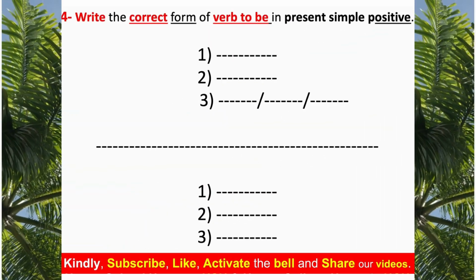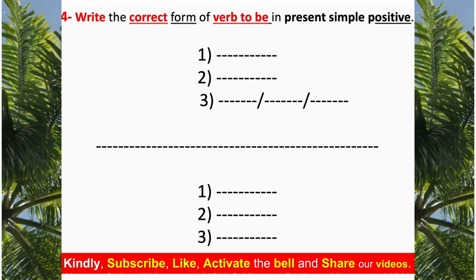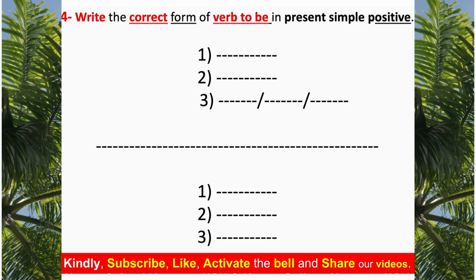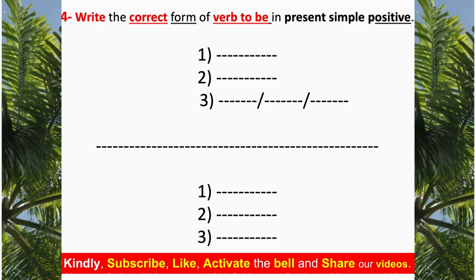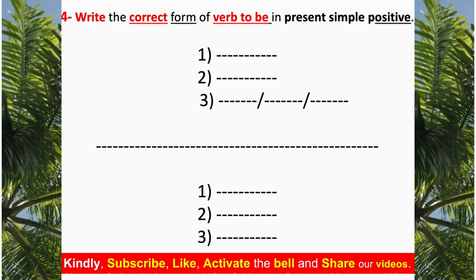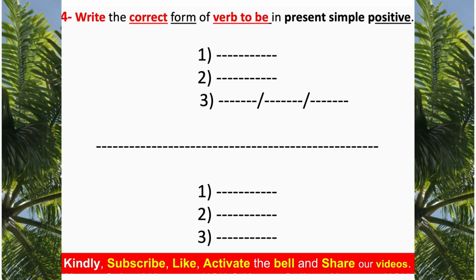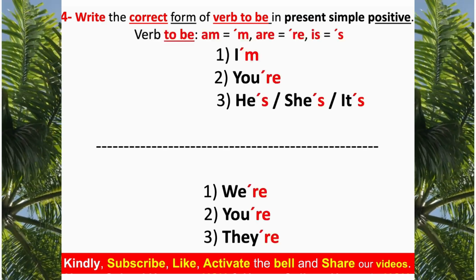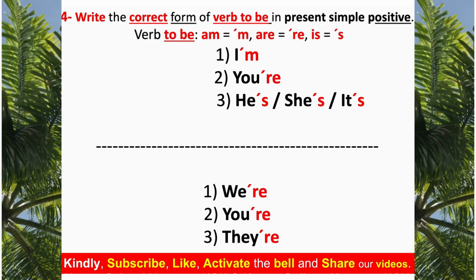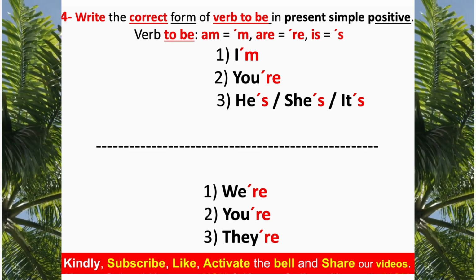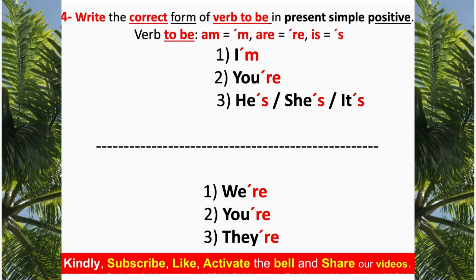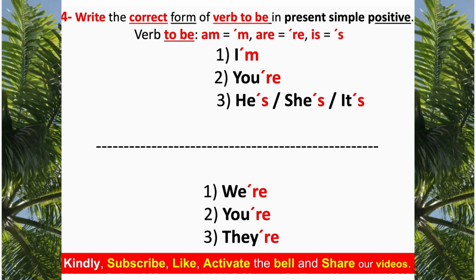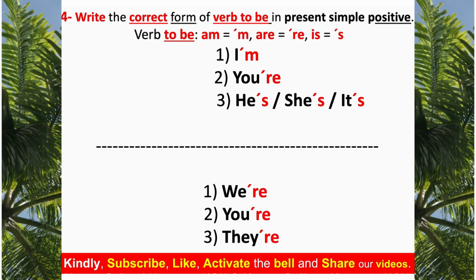In number 4, they say write the correct form of verb to be in present simple positive. Many students, if you ask them what's verb to be, they don't know it. So you should know it. So let's see verb to be in the answers. Positive. So verb to be is am, short form 'm; are, short form 're; and is, short form 's.